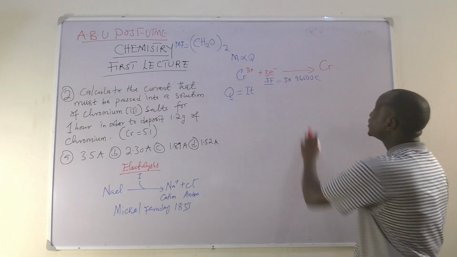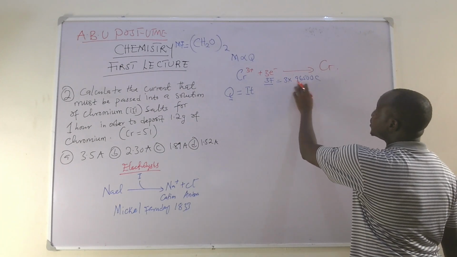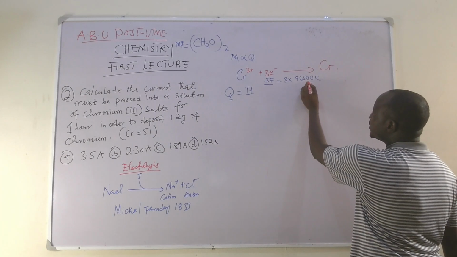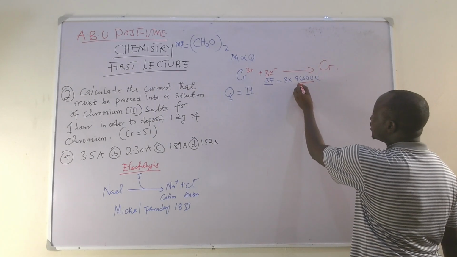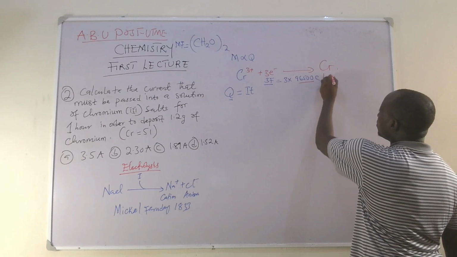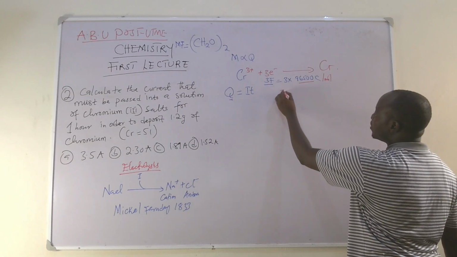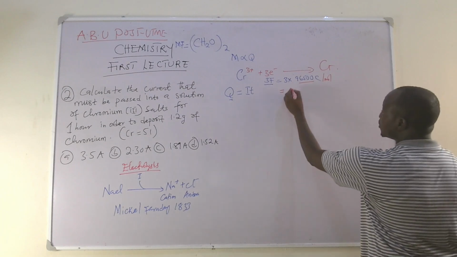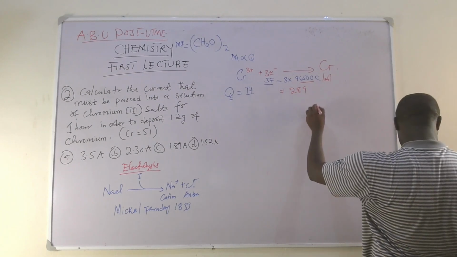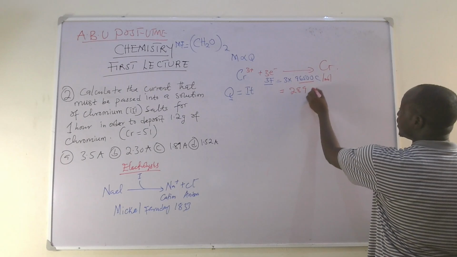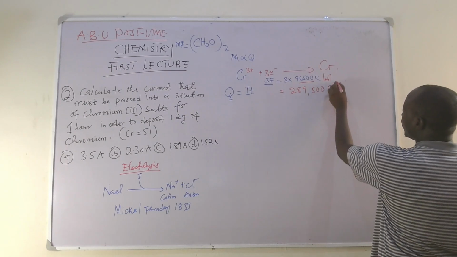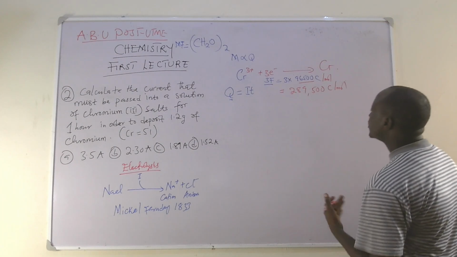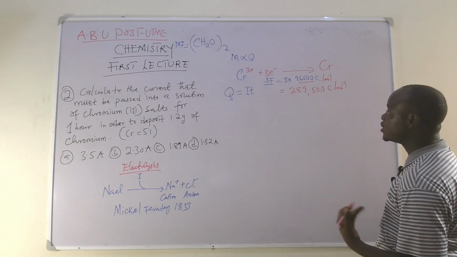Sorry, the constant is not 196,500, it's 96500 coulomb. This is Faraday's constant, coulomb per mole. So we now have 3 times 96500, and that will give us 289,500 coulomb per mole.